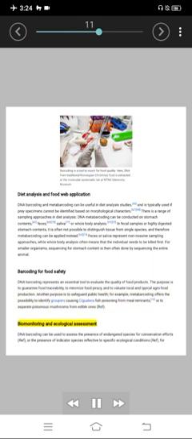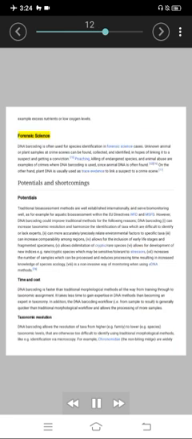Biomonitoring and ecological assessment. DNA barcoding can be used to assess the presence of endangered species for conservation efforts, or the presence of indicator species reflective of specific ecological conditions, for example excess nutrients or low oxygen levels. Forensic science. DNA barcoding is often used for species identification in forensic science cases. Unknown animal or plant samples at crime scenes can be found, collected, and identified, in hopes of linking it to a suspect and getting a conviction.